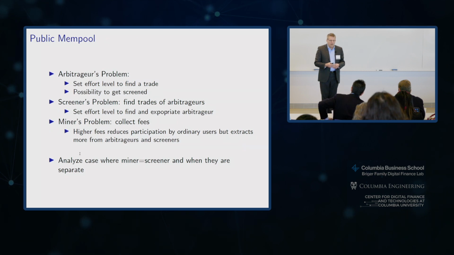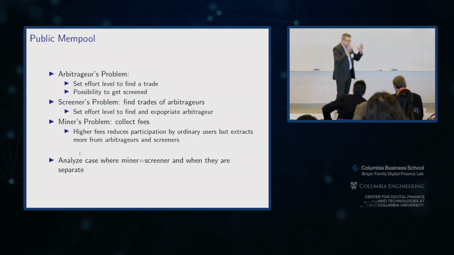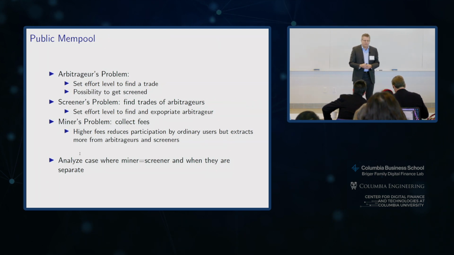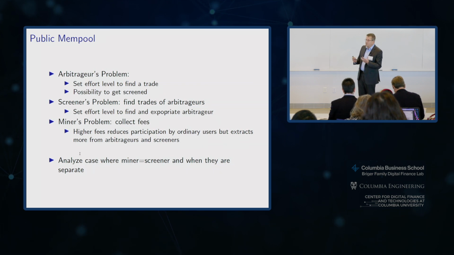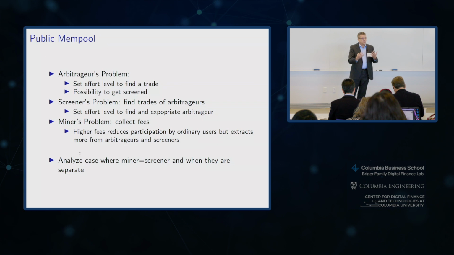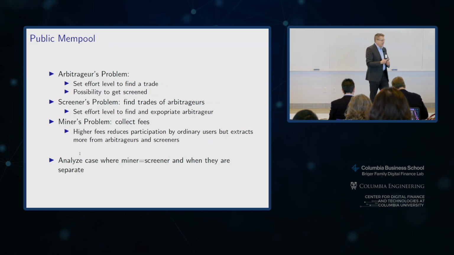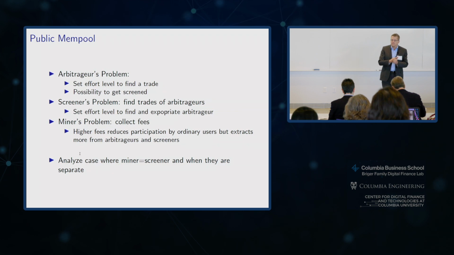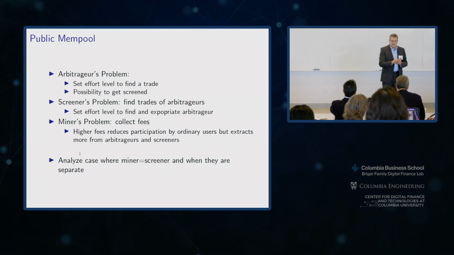So let's first look at a setting where everything has to go through a public mempool, where there's no private market. How will this work? The arbitrageur's problem is to set an effort level to find the trade. The arbitrageur understands that he has to pay a fee that's set by the miner, and also that he might get screened by the screener.